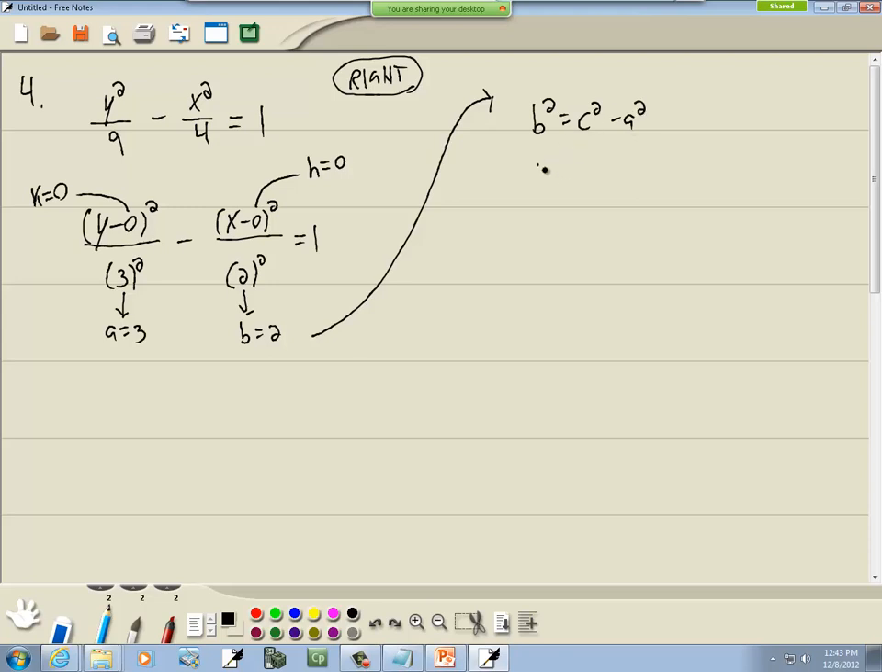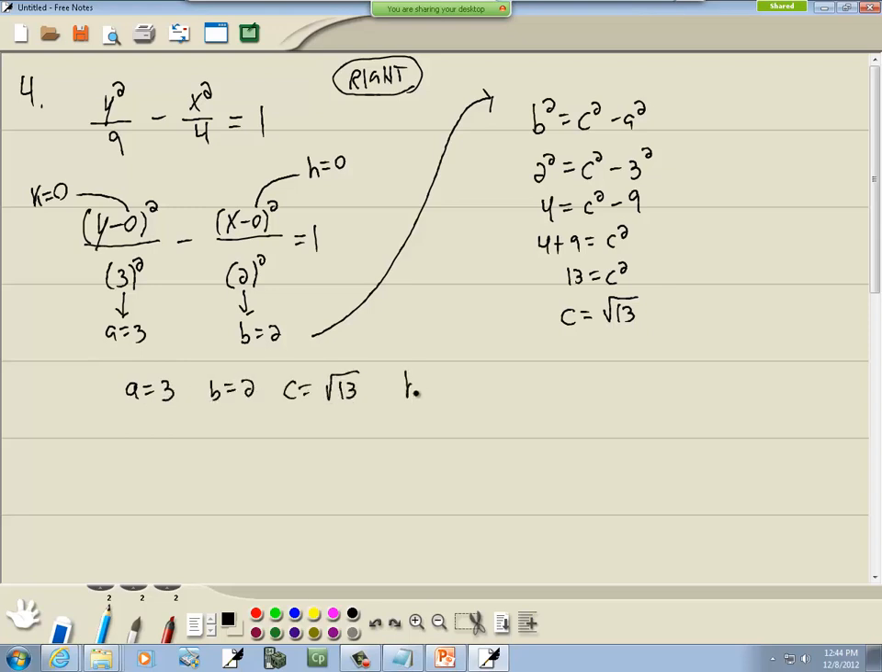B we said was 2, so I got 2 squared is equal to c squared minus 3 squared. So 4 is equal to c squared minus 9. Take the negative 9 over, becomes a positive 9. And we get c squared is equal to 13, or c is equal to the square root of 13. So let me write down what we have. So we found A, we found B, we found C, found what H is, we found what K is.